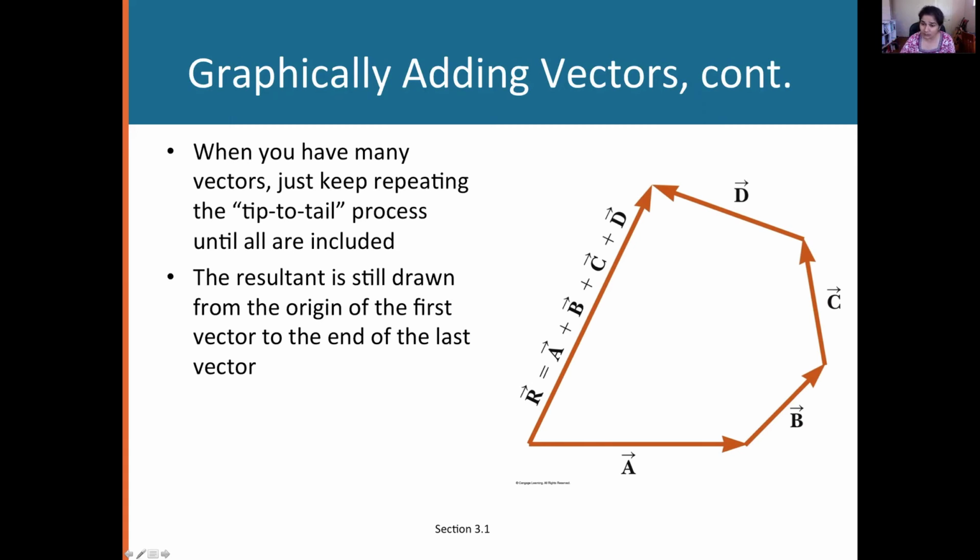When you reach your last one, let's say here we have A, B, C, and D. D is my last one, then I need to have my resultant going from the initial starting point to the final ending point. So this is my resultant here. Vector R equals the sum of vectors A, B, C, and D. And if I measure this length, it's going to be the magnitude of vector R. If I measure the angle with respect to the horizontal, I'm going to get its direction.